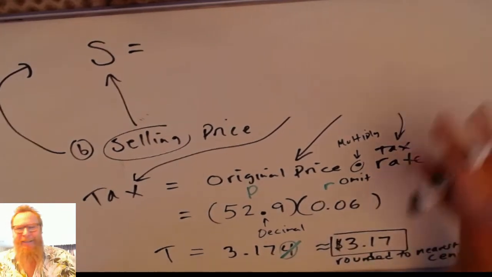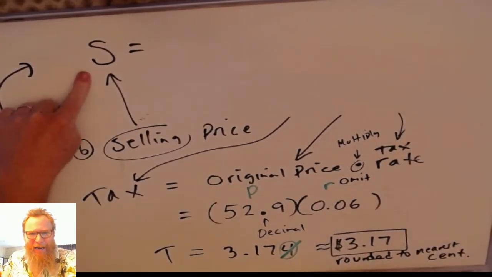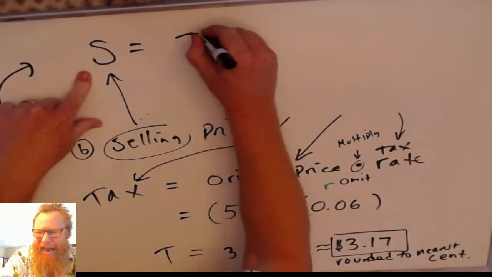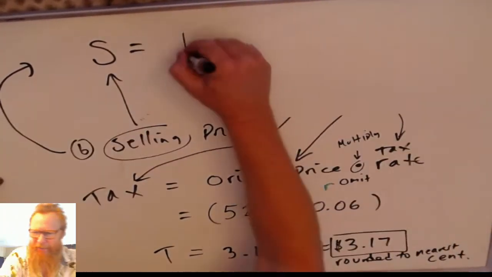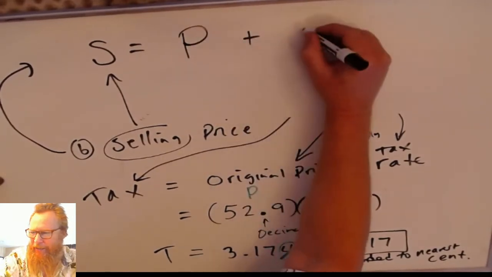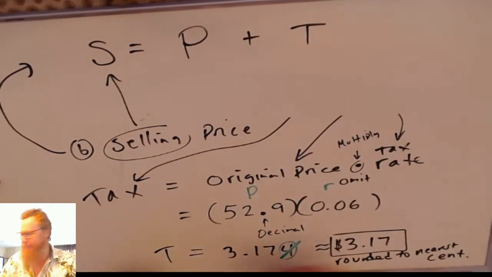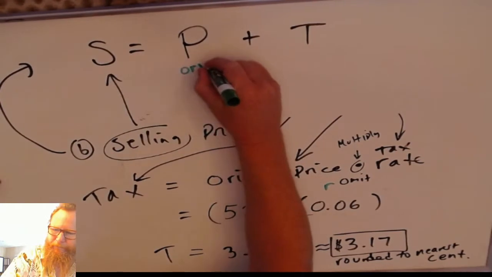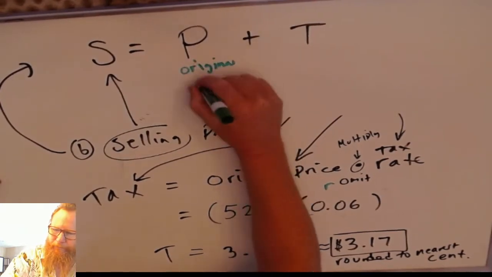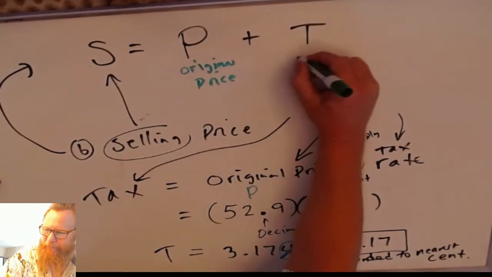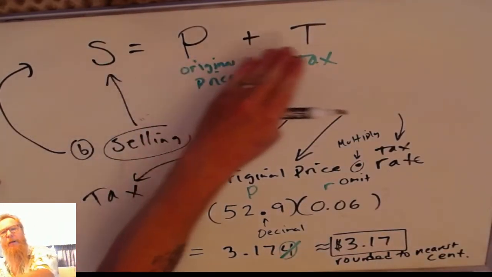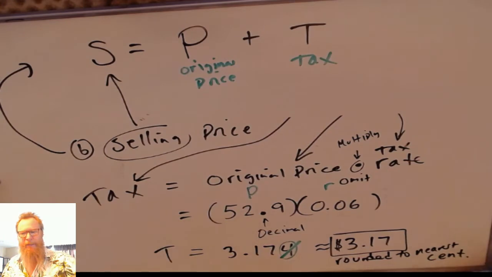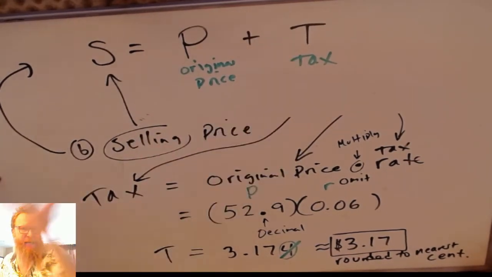We'll talk about that later in this lecture. All right. So the selling price is the tax plus the original price. I'm going to actually put it in this order. The original price plus the tax. All right, so selling price is original price plus tax. That's why we say plus tax.